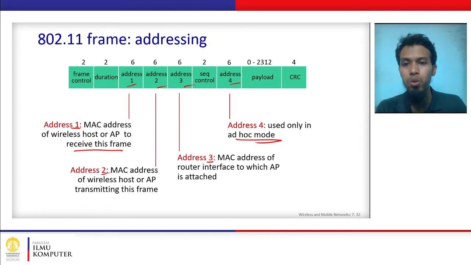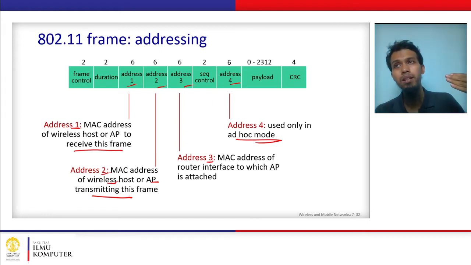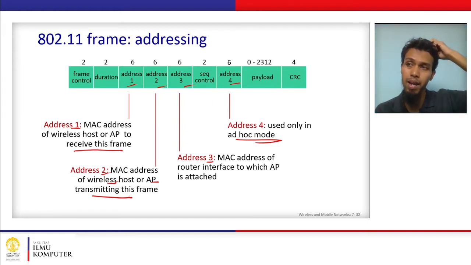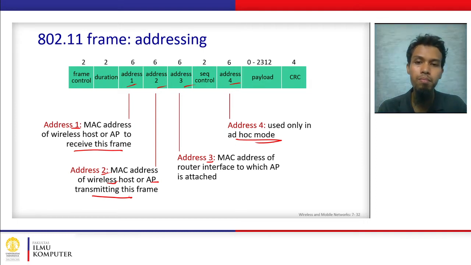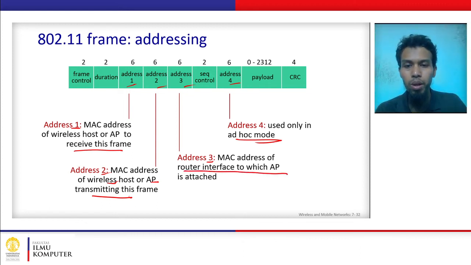Now address 2 is the transmitter. It can be either the wireless host or the access point. If the data is coming from the access point, then this will be the MAC address of the access point. If the data is coming from the host, then this will contain the MAC address of the host. Now, address 3 is the MAC address of the router interface to which the access point is attached.